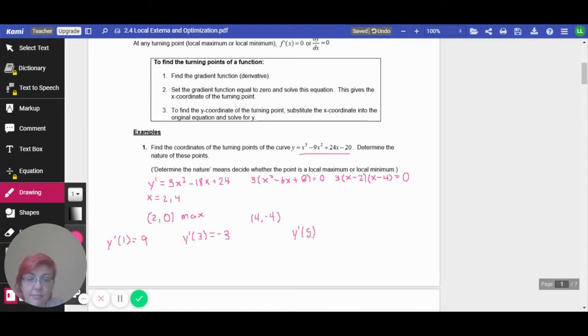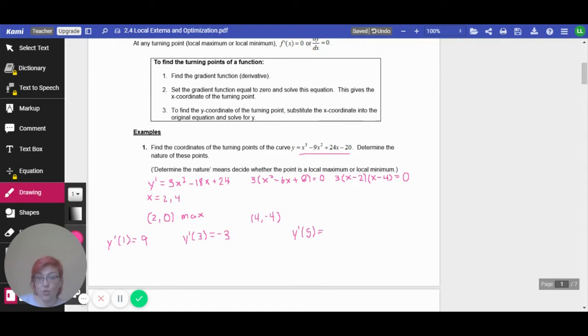And I chose these numbers because 1 is an x value that comes before 2. So that tells me what the gradient function does before x is 2. I chose 3 because it's between 2 and 4. That tells me what the gradient function is doing between those two values. And then I chose x of 5 because that's an x value greater than x is 4, which is at that turning point. So let's now plug 5 into our gradient function.